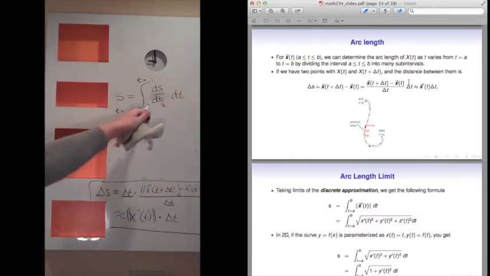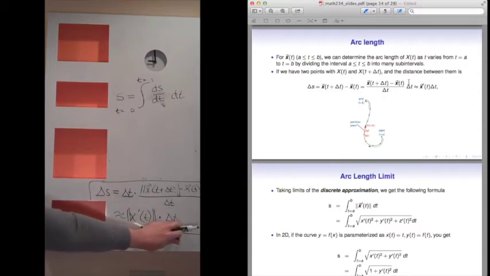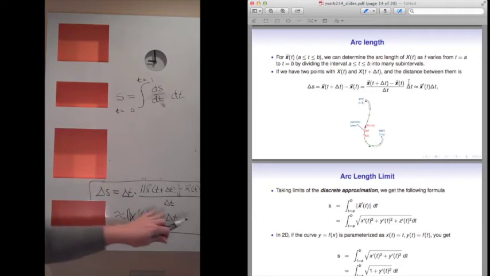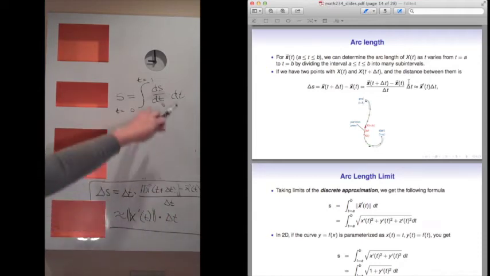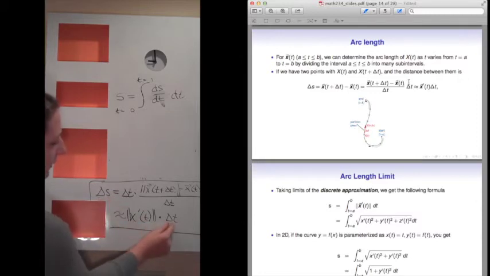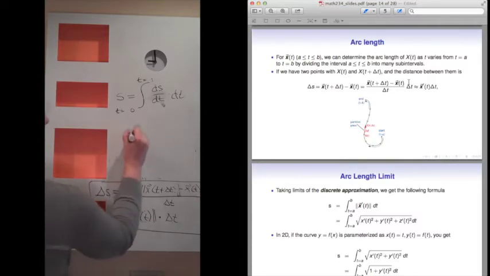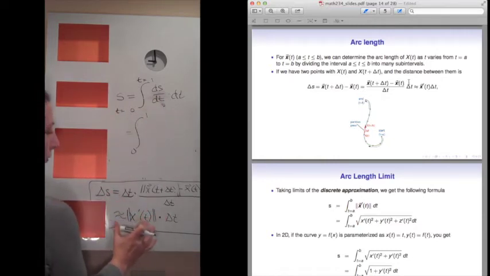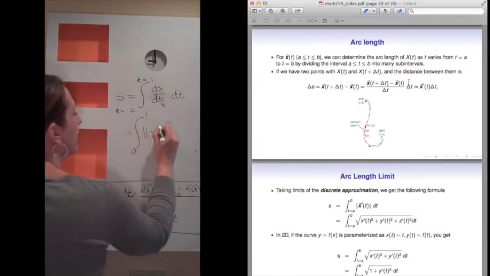Okay. So that integral is in the correct form. Now notice if I divide both sides of this equation by delta t, I get delta s over delta t is approximately this guy. The continuous version of delta s over delta t is ds dt, which is what happens if I shrink the time interval down to 0, and what I get is this formula. So instead of using the approximation here, I have the continuous version, and you can see that arc length.